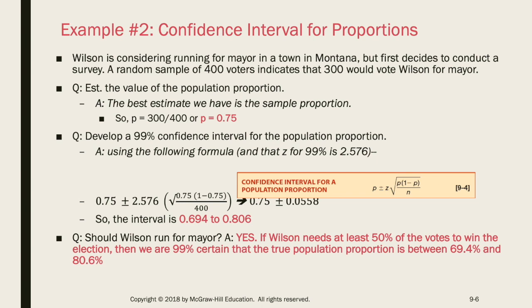So should Wilson run for mayor? I say yes. Let's assume that Wilson needs at least 50% of the votes to win the election. Well, then we are 99% certain that the true population proportion is somewhere between 69.4% and 80.6%. Since that minimum value of 69% is much greater than 50%, then I am very confident that Wilson would win this election for mayor.